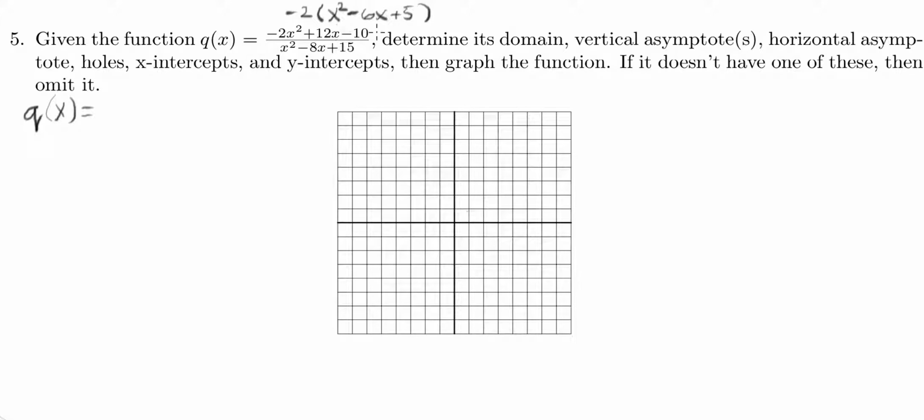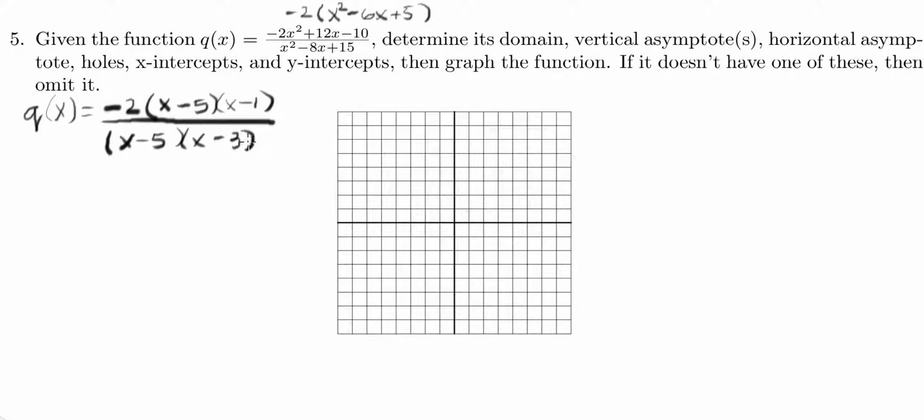And then we're going to factor this trinomial, and that's going to be negative 2, the GCF, and then we'll factor it to be x minus 5 and x minus 1. So we've got x minus 5 and x minus 1 over, and then now we're going to factor the denominator, 15, 5 and 3. 5 and 3 gives us 8. So we have x minus 5 and x minus 3.